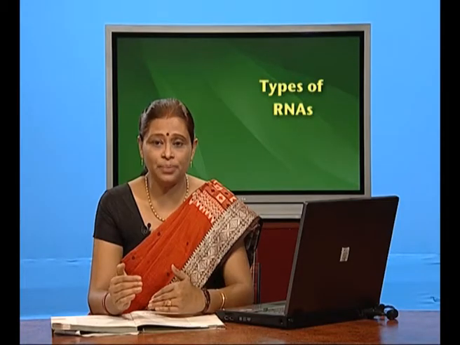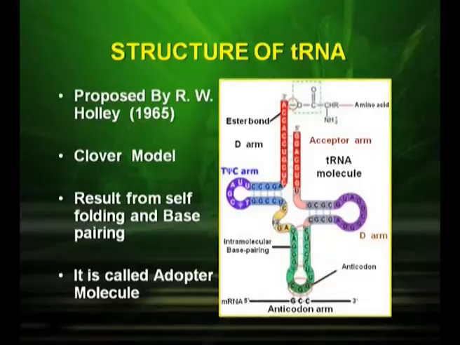Let's have a look into the picture of tRNA. Now this is a very famous structure which was proposed by R.W. Holley in 1965. It is commonly called the Clover model, which results from self-folding and base pairing. It is also called adapter molecule because it can adopt the amino acid from the cytoplasm and transfer it to the messenger RNA. As you can see from the following picture, the three important loops are there.